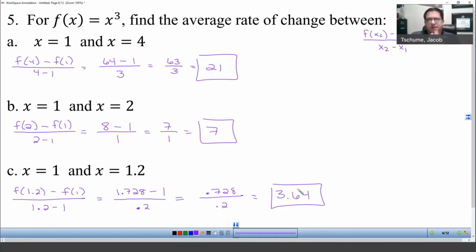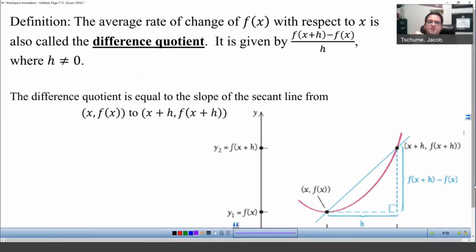And in all honesty, that's about what average rate of change is. It's just calculating the slope of the line between these 2 points on the graph. The more spread out they are, sometimes that means it's a bigger average rate of change. In this example, the closer the numbers got together, the smaller the average rate of change became. So that leads me to the next part.